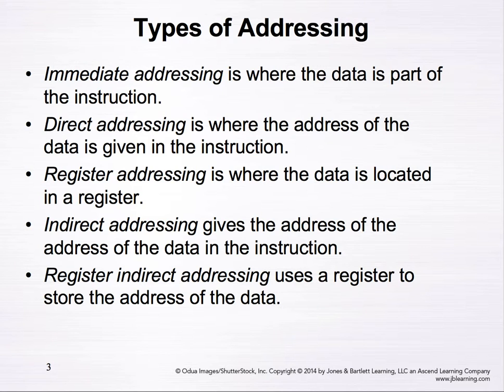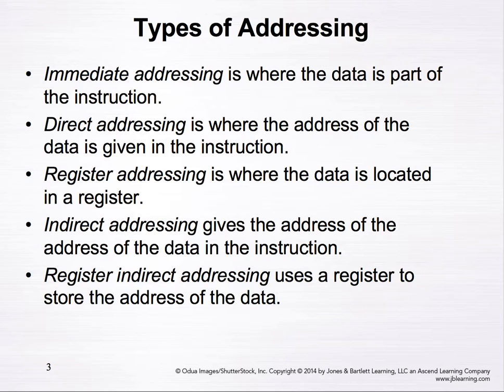The first type of addressing mode is the immediate addressing. It's where the data is a part of the instruction. The second type, that's the direct addressing, is where the address of the data is given in the instruction. The third type of addressing mode, the register addressing, is where the data is located in a register.